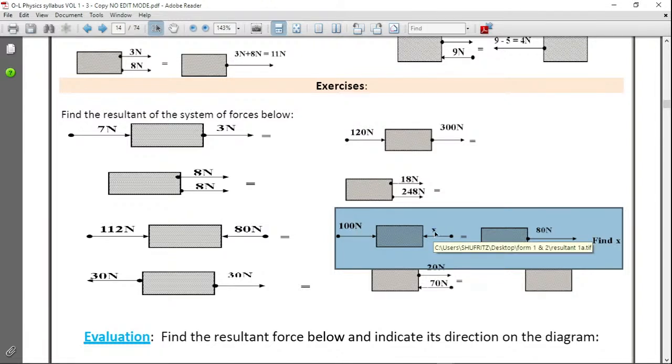So we just have 100 minus 80. That gives us 20 newtons. So x is 20 newtons. And you can put it inside here and you see that the answer is 20 newtons, because 100 minus 20 is 80, which is the resultant force.